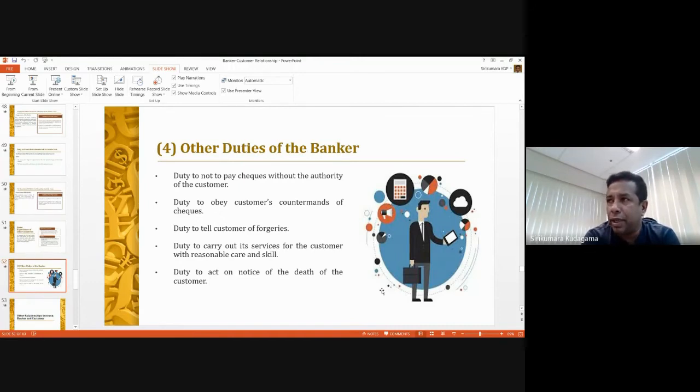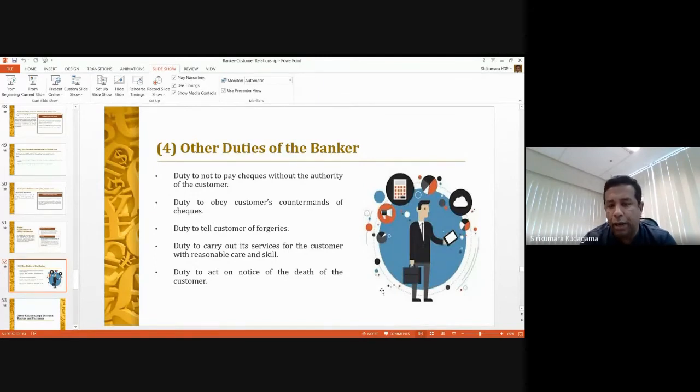Not to pay checks without the authority of the customer. That's correct, right? For example, if the customer's signature has been forged by some party, what it means is that the customer's real authority is not there. If you pay a check on which the signature is forged, the bank is responsible for that, because the bank shall make the payment only if the proper authority is there.